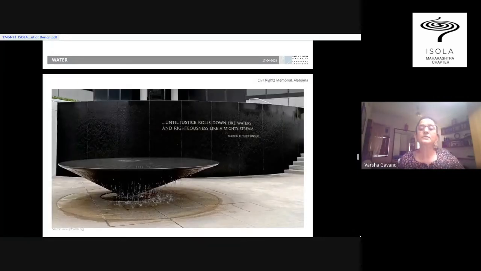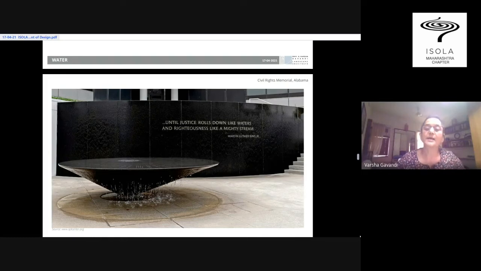Here, I would like to discuss two projects very briefly, which are very close to my heart for their use of water. This is a project by famous designer Maya Lin, and it is a civil rights memorial in Alabama. This memorial is about people's lives. Maya Lin, the designer, when she got this assignment, read Martin Luther King's speeches. And one of the passages from his speech inspired her to use water as an important part of the memorial.